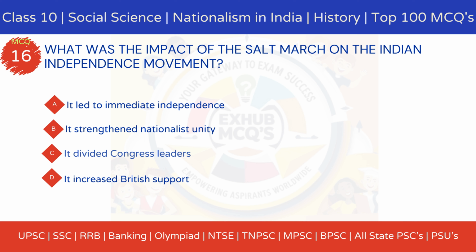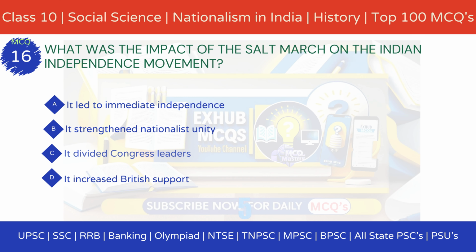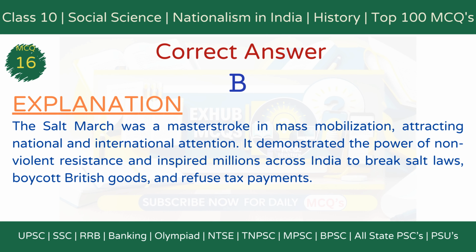Option A, it led to immediate independence. Option B, it strengthened nationalist unity. Option C, it divided Congress leaders. Option D, it increased British support. The correct answer is option B, it strengthened nationalist unity.